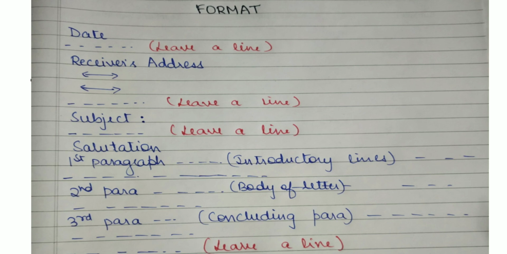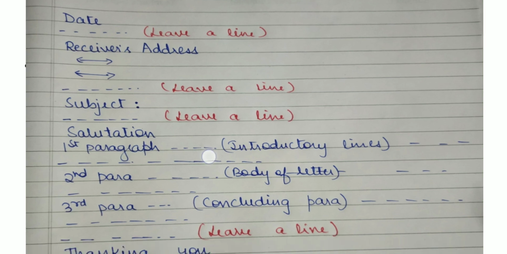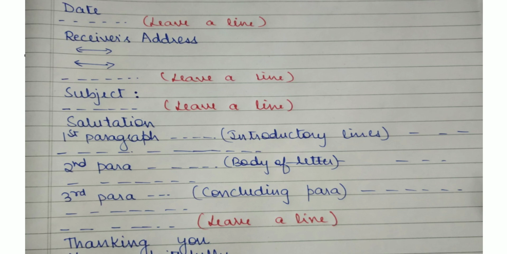But suppose you are writing a formal letter to some other officer, in that case you will write Sir, or you can write Ma'am, or you can write Dear Sir or Dear Ma'am. You will not write Respected there. Respected is used only for the principal, remember that. So in the salutation's place you will be writing Respected Principal, or in your case you can write Reverend Father.